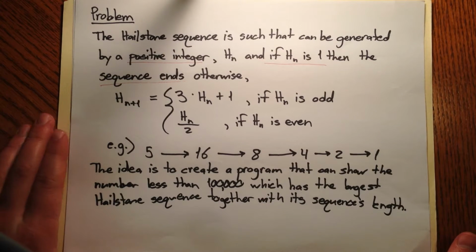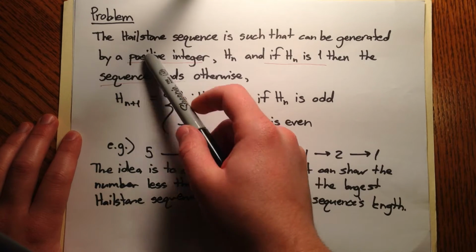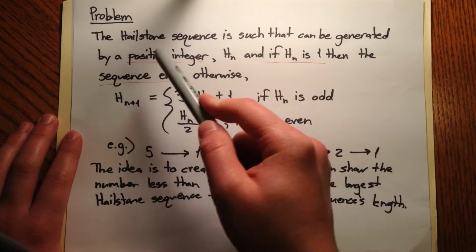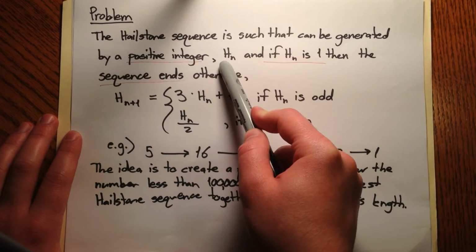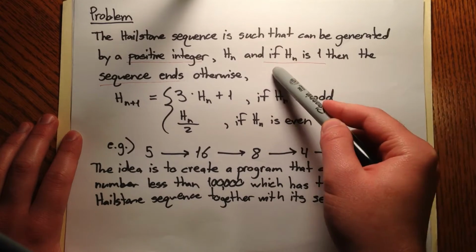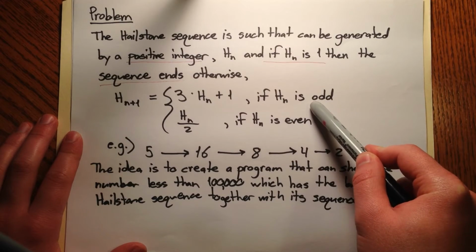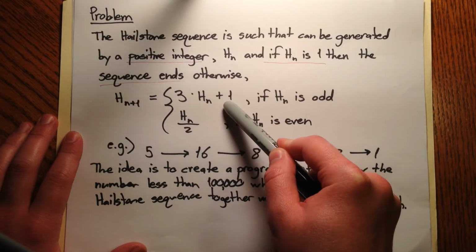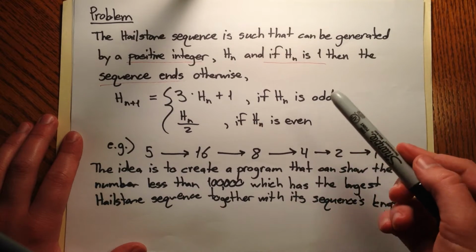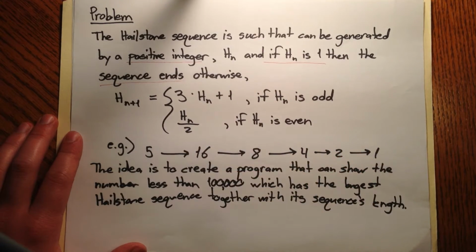Hey guys, so here we have for this problem what we call a Hailstone sequence, and it's generated by a positive integer h sub n, and there are three conditions: if h sub n is 1, then the sequence ends. If it's odd, we multiply it by 3 and add 1 to it to get the next value, or if it's even, we divide it by 2 to get the next value.